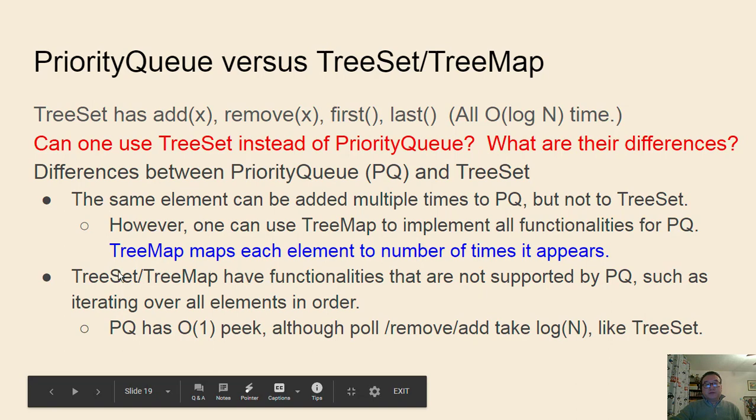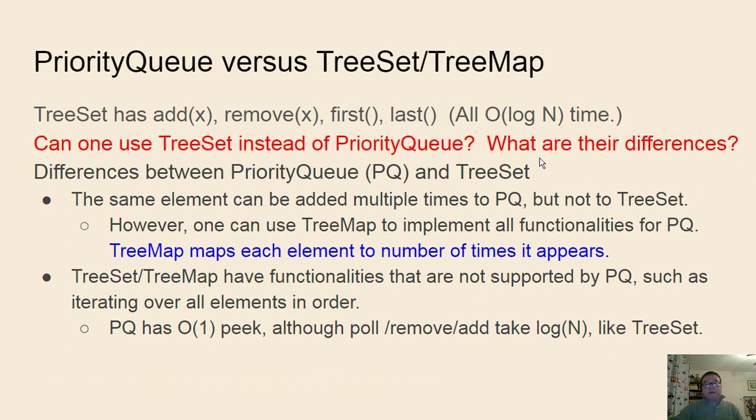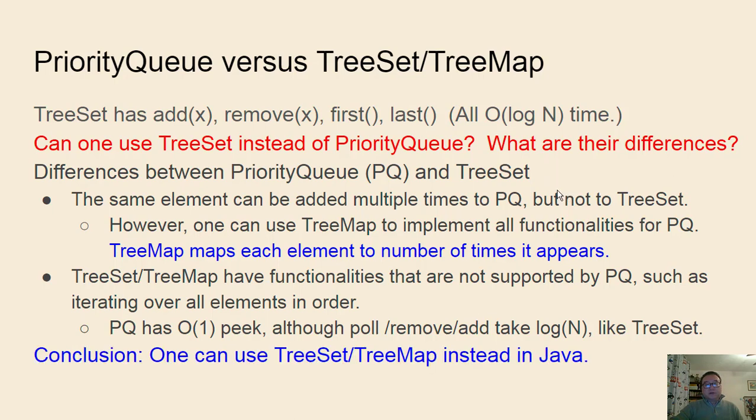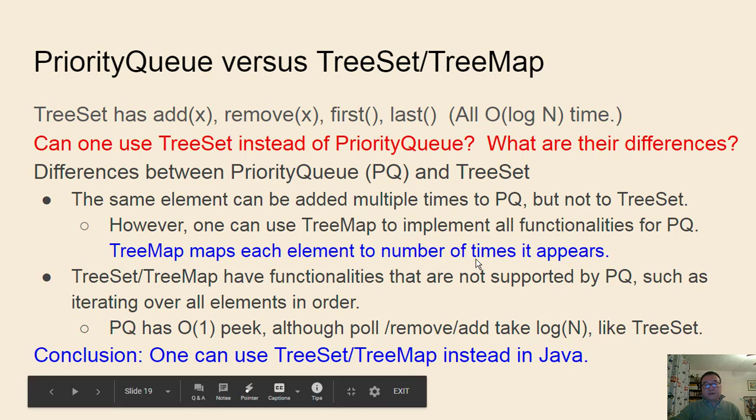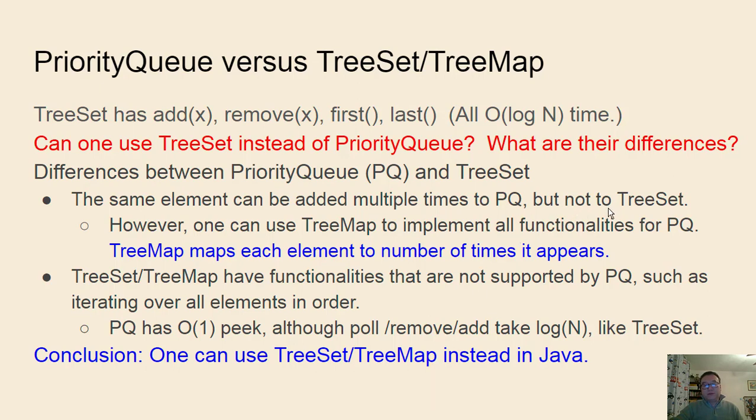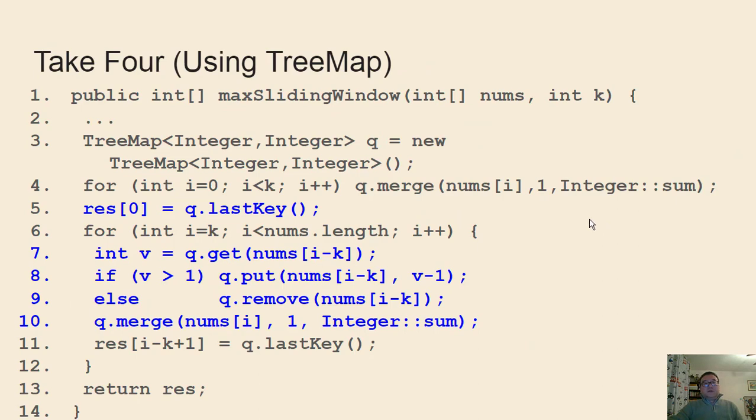In general, an ordered set provides more capability than a priority queue. So in principle, it should be slower than a priority queue, because the priority queue implements simpler functionality. What it provides is, in some sense, a subset of the ordered set. But we can use TreeSet instead of priority queue in Java, or TreeMap. I guess we need the TreeMap. So this is the approach using TreeMap, essentially replacing the priority queue with a TreeMap.